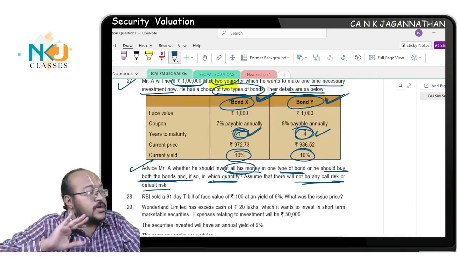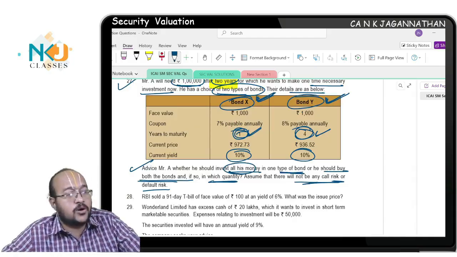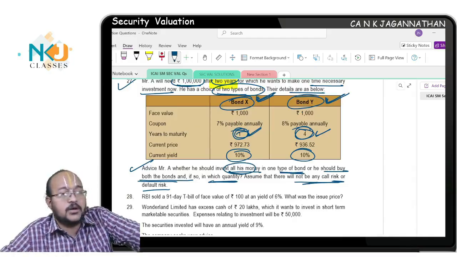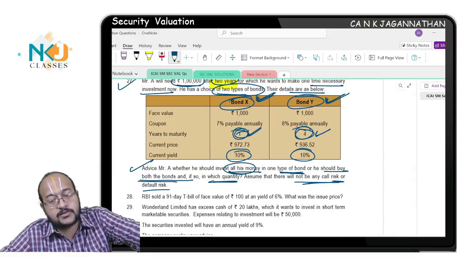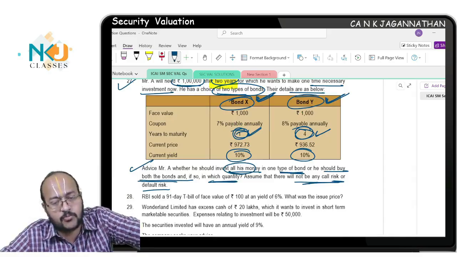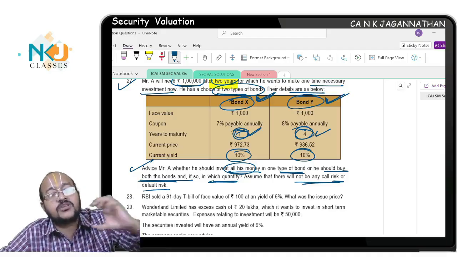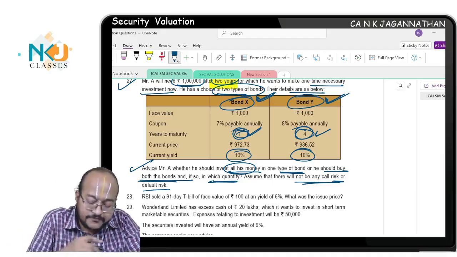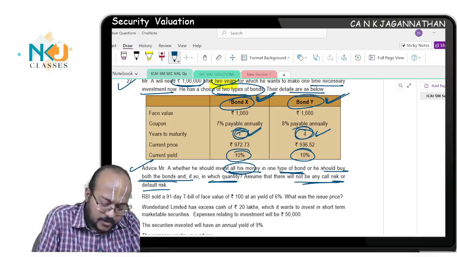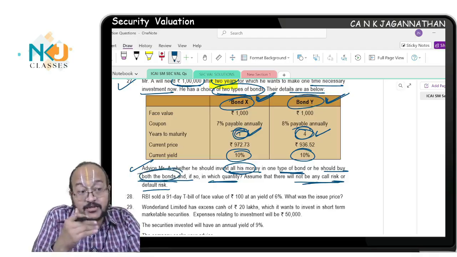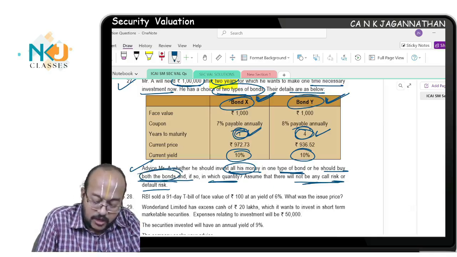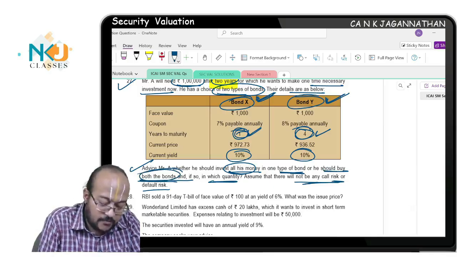Anyway, with all his money in one type of bond, he cannot invest. Why? Because neither the duration of bond X nor the duration of bond Y matches your investment time horizon. Hence, I create a portfolio of these bonds so that it matches my duration. I buy both of these bonds.